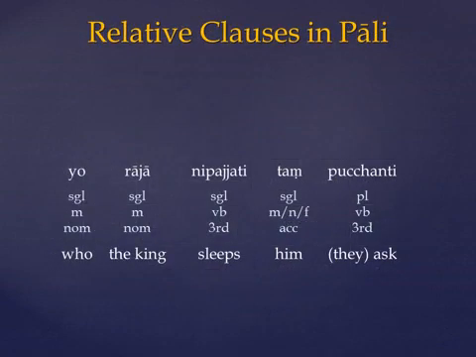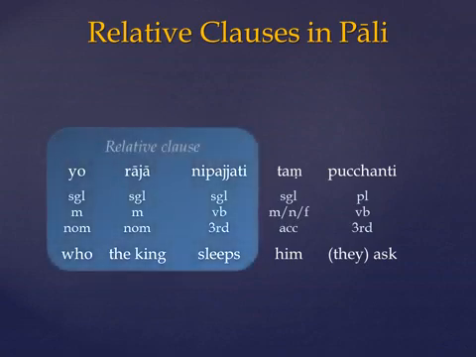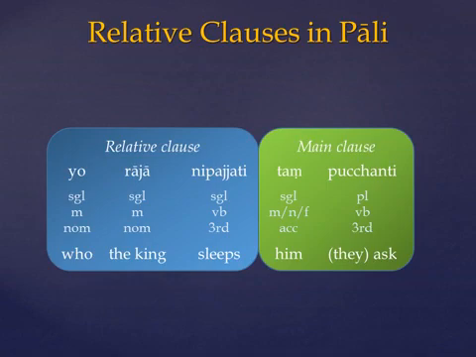Yo raja nipajati tang pachanti. The first thing we must do is identify the subordinate clause and the main clause. And we can do this because we know the relative clause will start with a ya stem pronoun and the main clause will start with a ta stem pronoun.